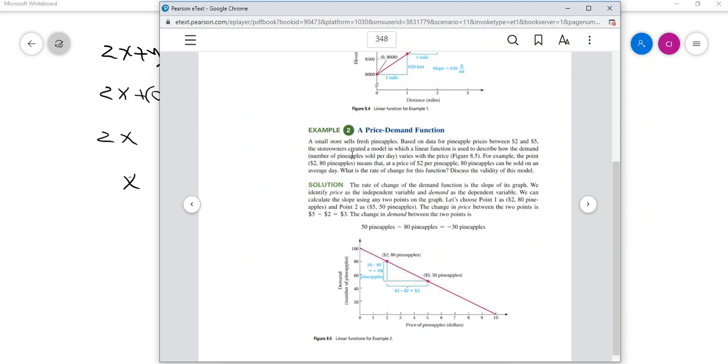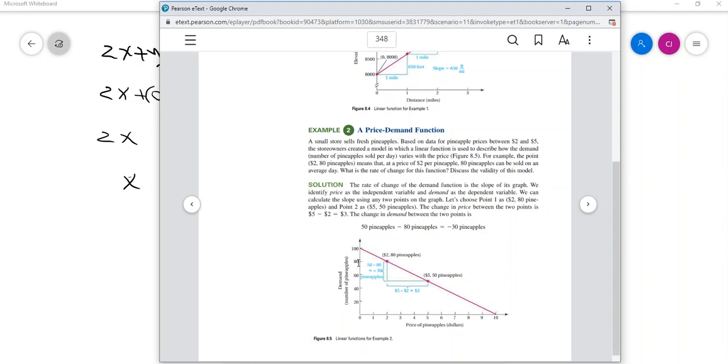And here's a price and demand. Price of pineapples, demand. So this is a negative slope. And what we mean by negative is that as the price increases, people are going to want less of that product. So as price goes up, demand goes down. As price goes up, we sell fewer pineapples.